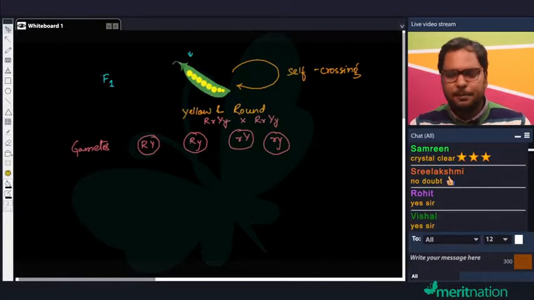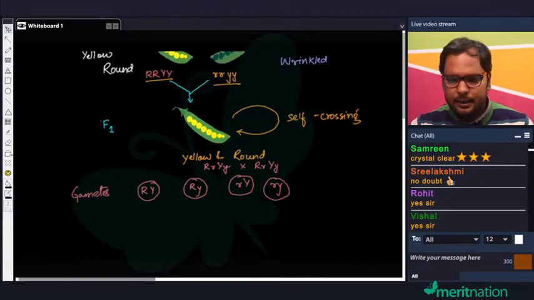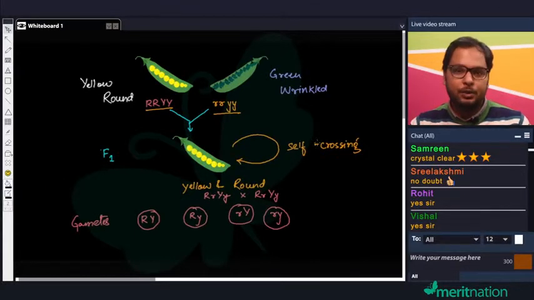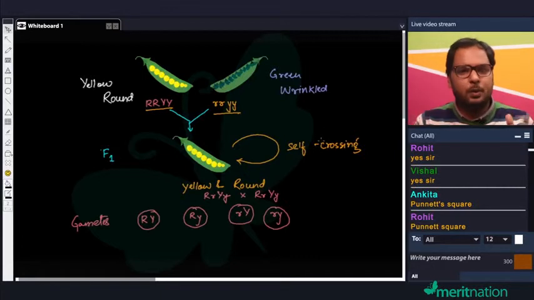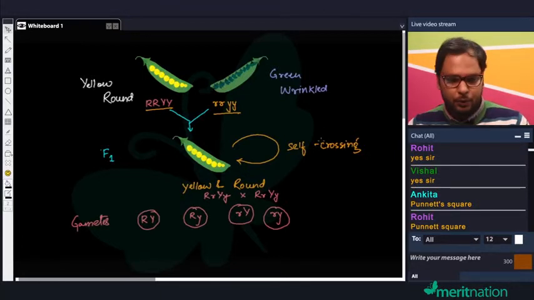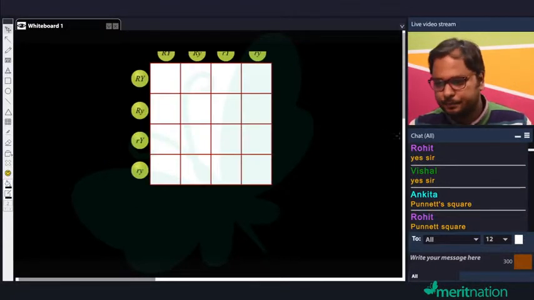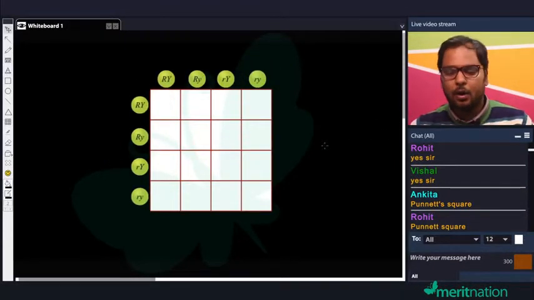Now Mendel crossed it simply. After Mendel, there was a scientist called Punnett. Punnett expressed this into a beautiful square, and today we are going to use that simple square only. So here is that square. All of you can see it?